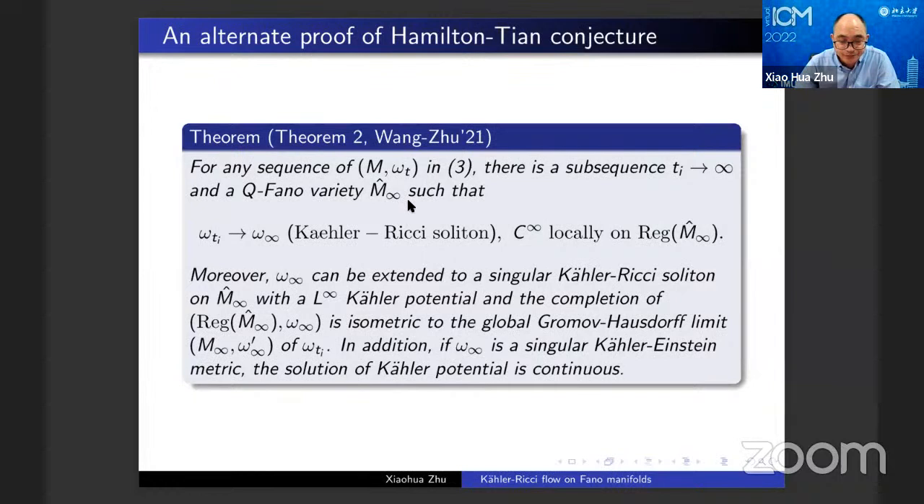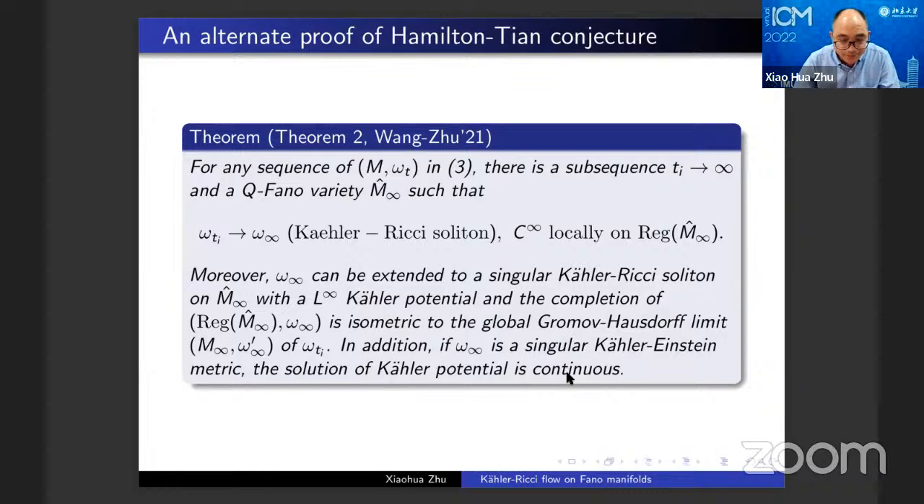The flow is converging in C infinity locally on the regular part. Moreover, the metric can be extended as a singular Kähler-Ricci solution with L infinity Kähler potential, and the completion is isometric to the Gromov-Hausdorff limit. In addition, if the limit metric omega infinity is a singular Kähler-Einstein metric, also the Kähler potential is continuous.